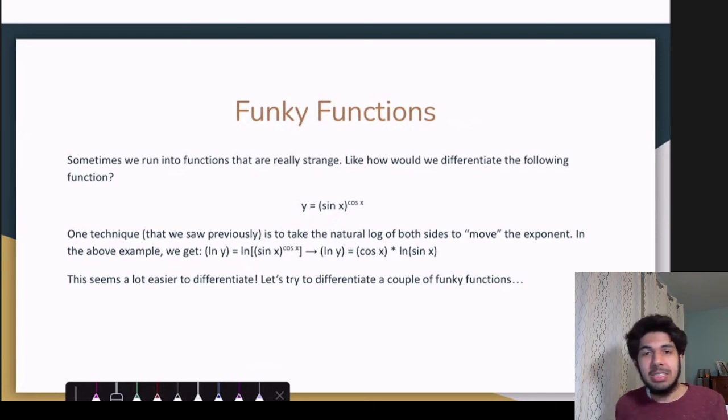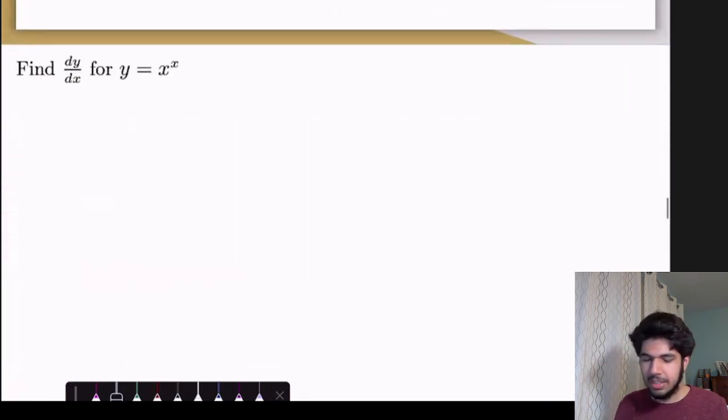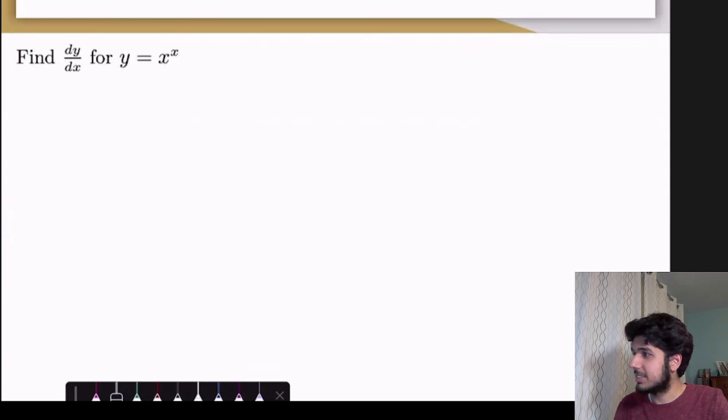The way we would deal with these is using a trick that we did at the beginning of this video, where we take the natural log of both sides to move this power out in front. So the natural log of both sides here would give us ln of y equals cosine x times ln of sine of x, because that's using the properties of natural log. And this seems a little bit easier to differentiate, although we will have to use implicit differentiation. But that is the trick that we're going to use. So let's do a couple of examples. dy dx for y equals x to the x.